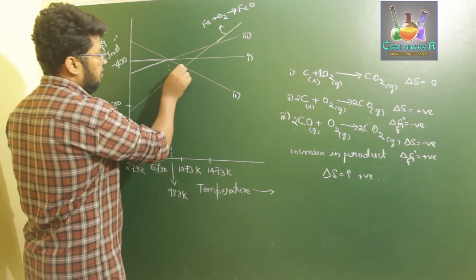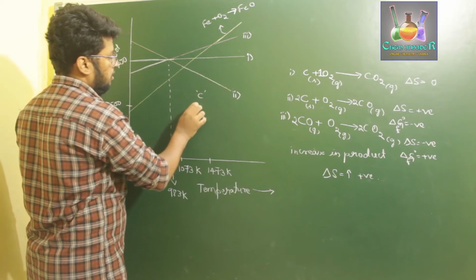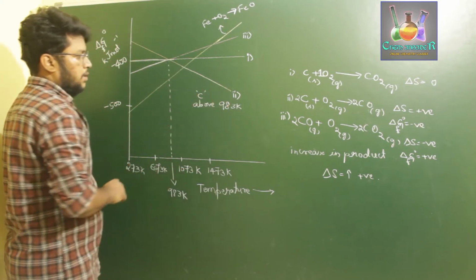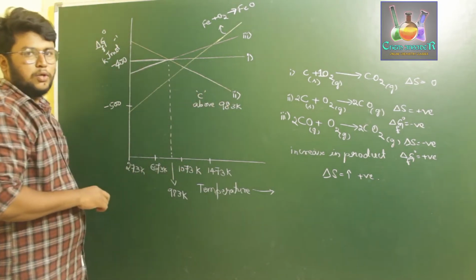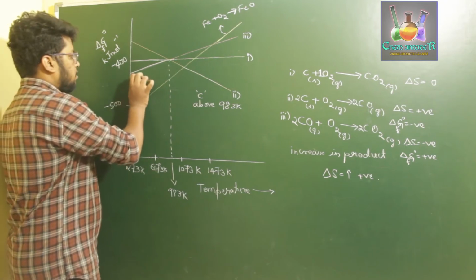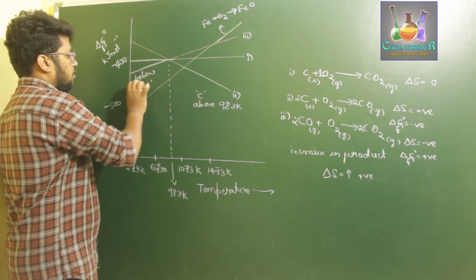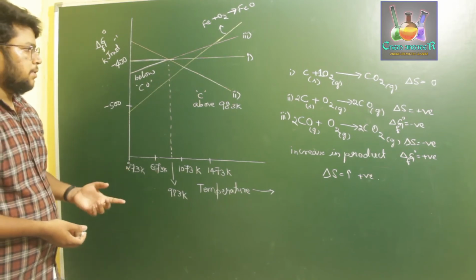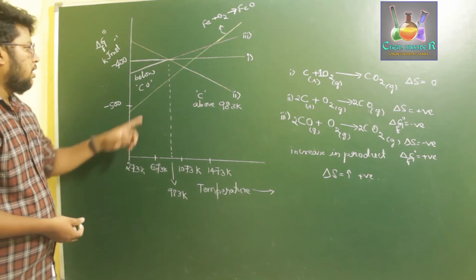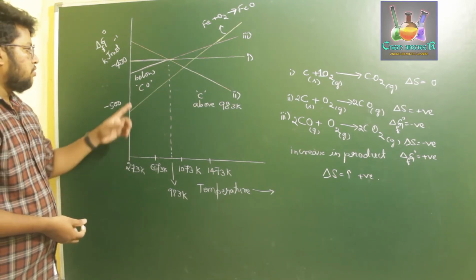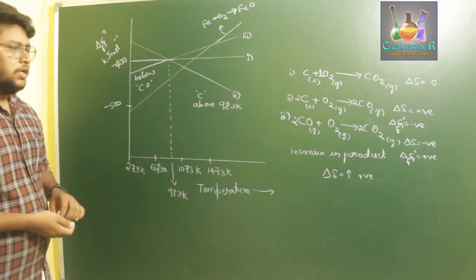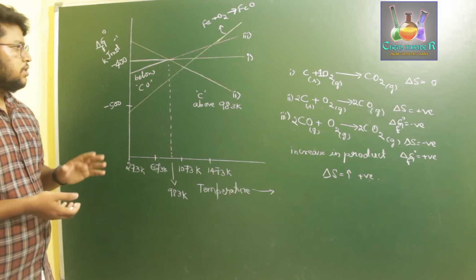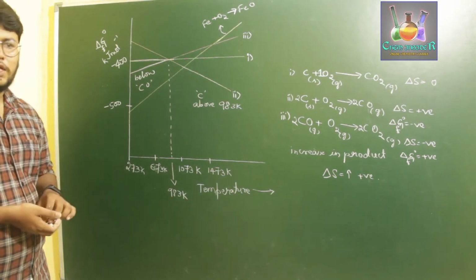And above 983 Kelvin, we can use carbon as good reducing agent. Okay, so we have 2 conclusions. If we have to use at a higher temperature, we can use carbon as a good reducing agent, and below 983 Kelvin, we can use carbon monoxide as a good reducing agent. Okay, so this is about the application of Ellingham diagram for using carbon as a respective reducing agent.